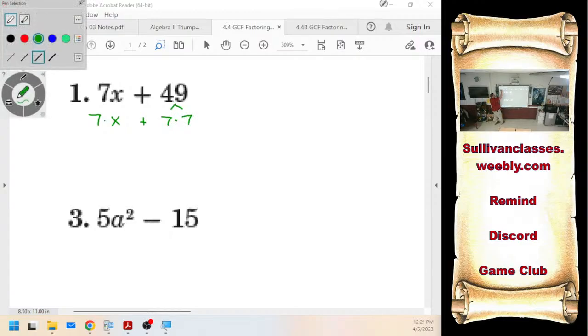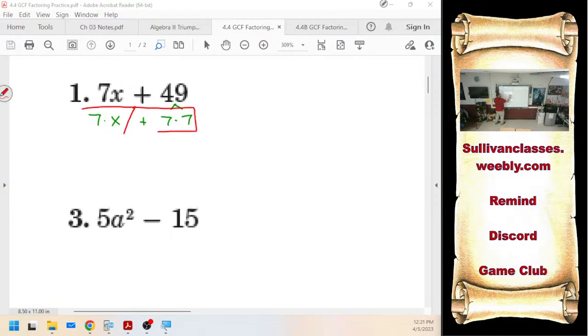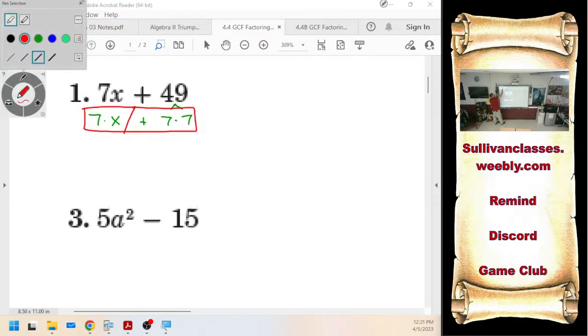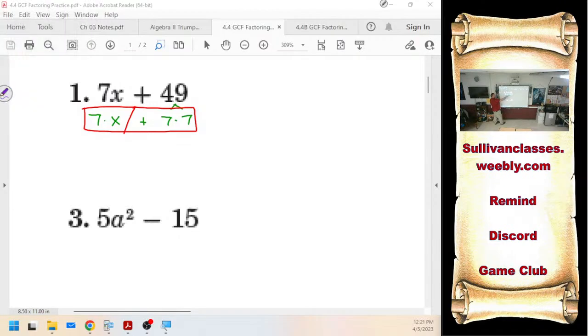So if I want to chop this up and say what they got in common, well, contestant 1 and 2 both share a 7. So if I take a 7 out of both of them, tells me what's left. 7x divided by 7 is just x. 49 divided by 7 is just 7. Okay, this is another way to do it. What we were doing on Monday was we'd write out every single term, like line by line by line. You can do that as well.